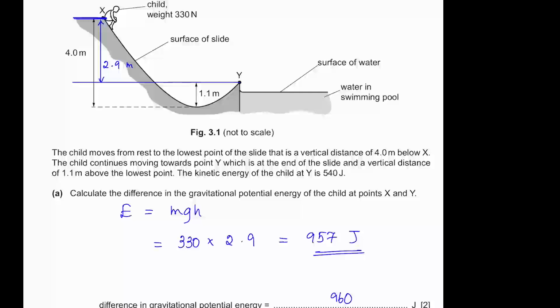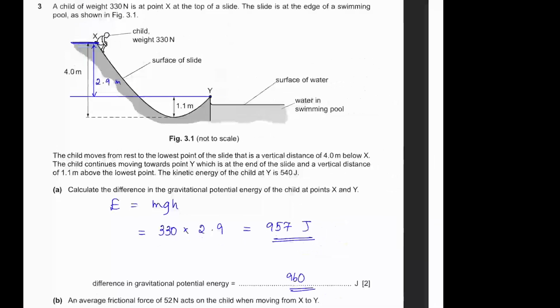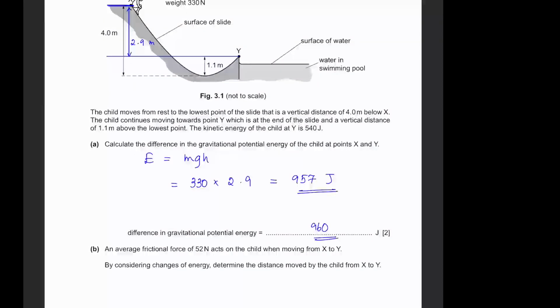Part B. An average frictional force of 52 newtons is acting on the child when moving from X to Y. By considering changes of energy, determine the distance moved by the child from X to Y. Now, guys, the child starts from point X from rest, right? So initially, when the child is starting, he or she doesn't have kinetic energy. When the child comes to point Y, the kinetic energy has developed to 540 joules.